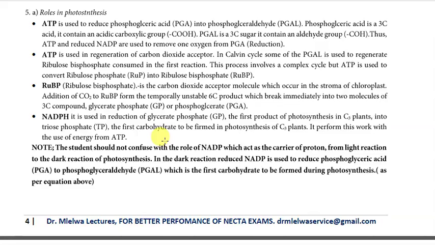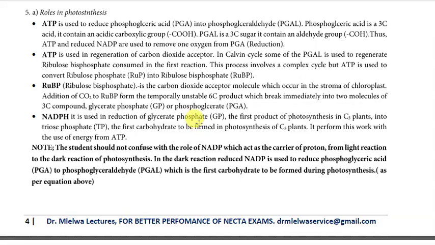Moja kati ya kitu ambacho natakiwa uongezeke sana ni uongezeke uwezo wako wa kutumia vitabu. Uwezo wako wa kuweza kusoma kitabu na kuelewa mwenyewe bila kufafanua namba. That's very important ability you need to develop, simply because that will enable you to search for the answers in the books without being given the answers by a teacher. Kwa hiyo roles of ATP in photosynthesis.